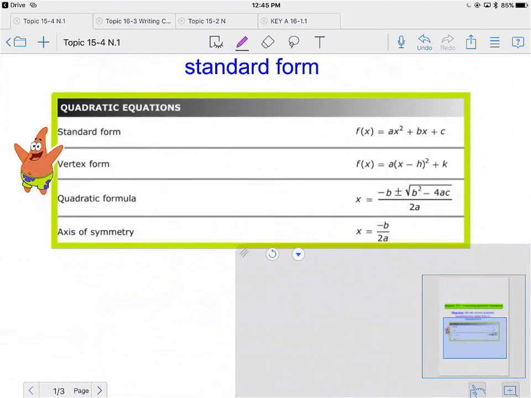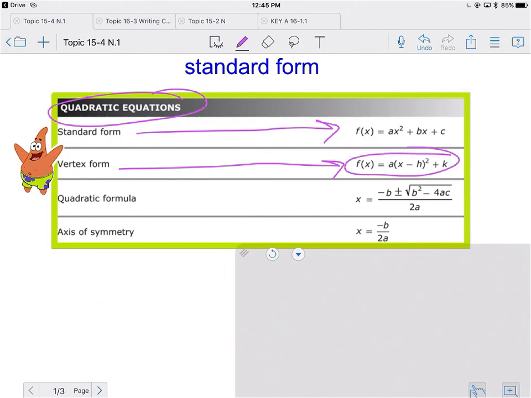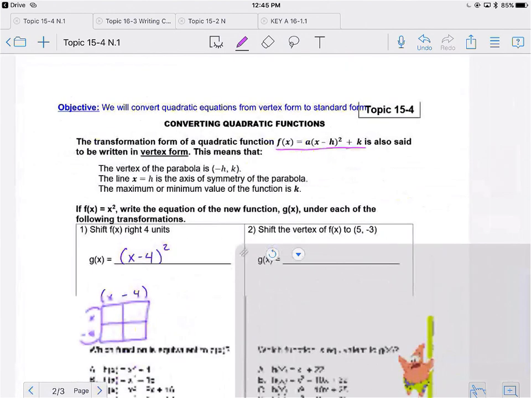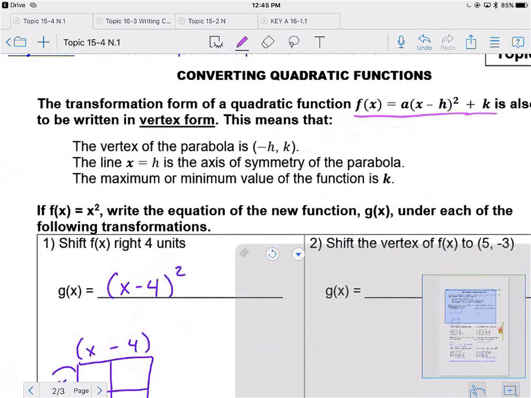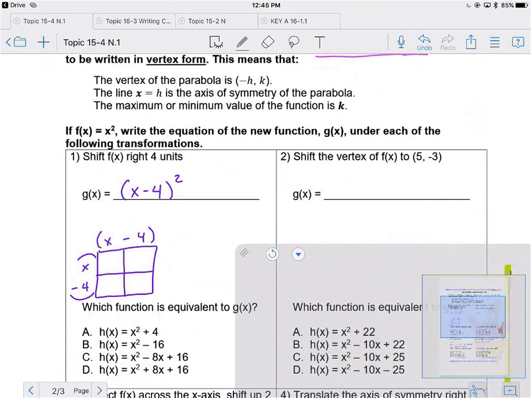On your formula chart under quadratics, because that's what we're studying, we talked about standard form last unit. We are talking about quadratic form in this unit. So you do not have to memorize this. You just have to know what a, h, and k do. The vertex of the parabola is listed at the opposite of h, comma k. The line x = h is the axis of symmetry, and the maximum or minimum value is k.